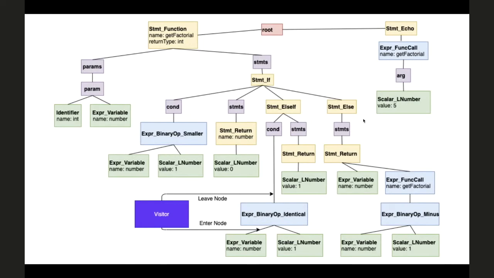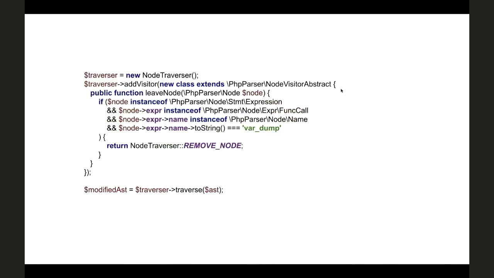We can create a visitor which will run across the built tree and check if it has any nodes which are expressions with a function call and the function name is var_dump. Then it will call the event to remove this node. As a result, we will receive an abstract syntax tree without the var_dump nodes, and we can transform the tree back to code and write it, and voila, we refactored this code with automatic rules.